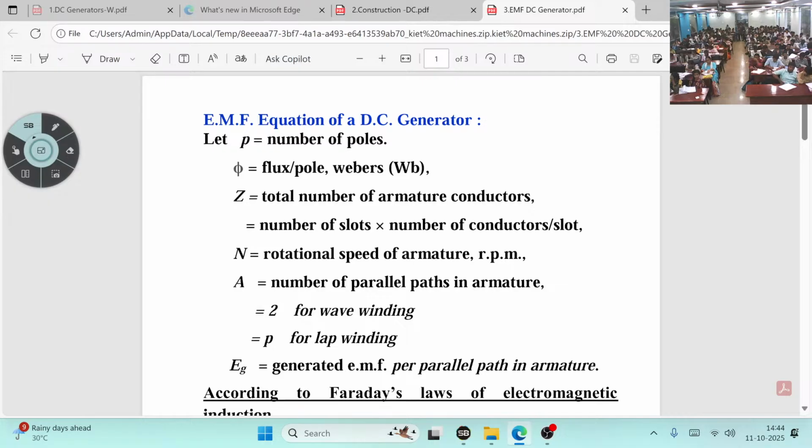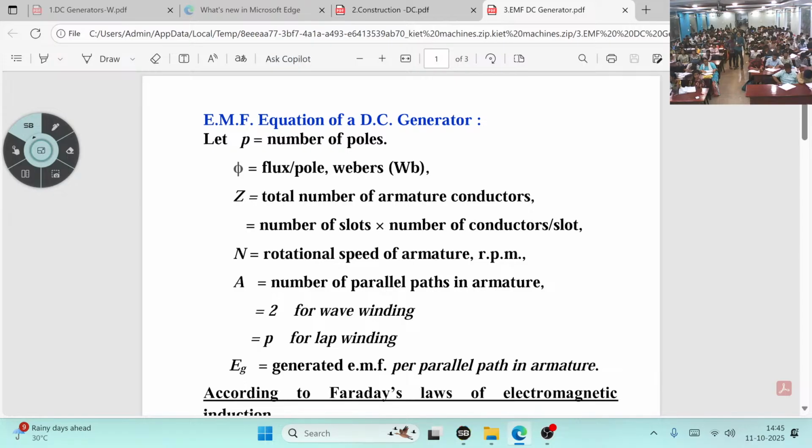How much EMF is inducing? We will derive that EMF. What is the value of that EMF, how much EMF is inducing in the DC generator? We'll derive that. These are the nomenclature we have to use, so let us derive this EMF equation of the DC generator.